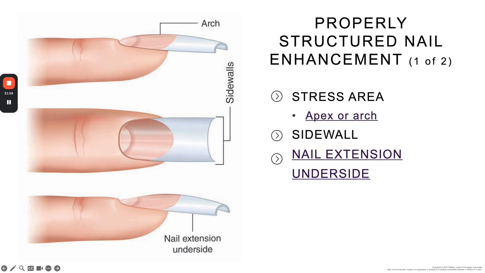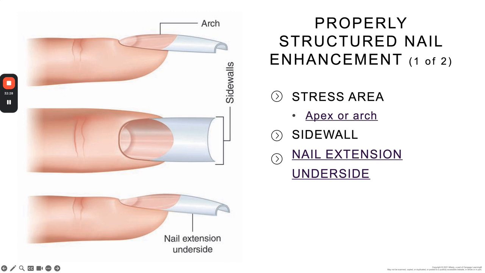And then if you look at the finger on the bottom, this is a great example and shows you exactly the apex. You can see if you look at the cuticle area, it's thin here. If you look at the free edge, it's thin there, but in the middle where that nail extension is meeting the free edge, there's more product. But as far as the nail extension underside, it's the actual underside of the nail extension.